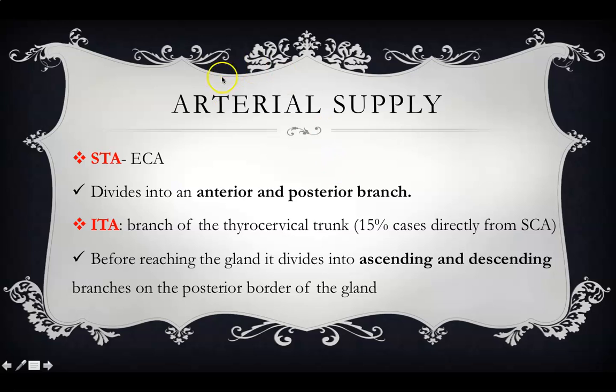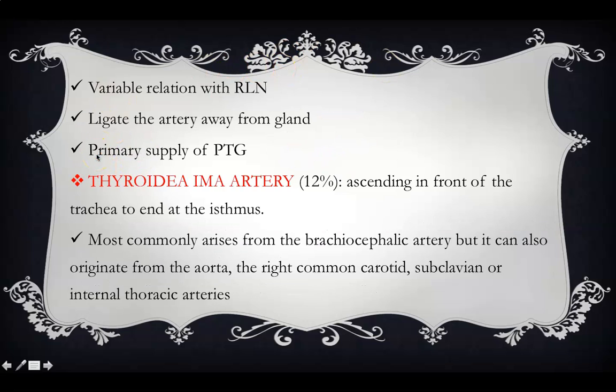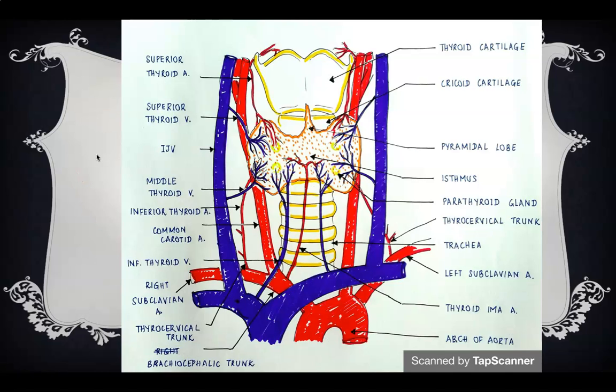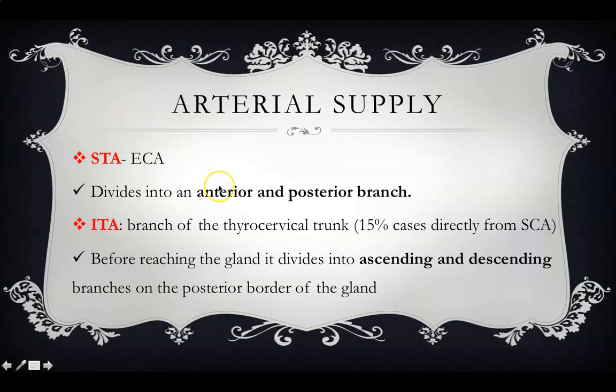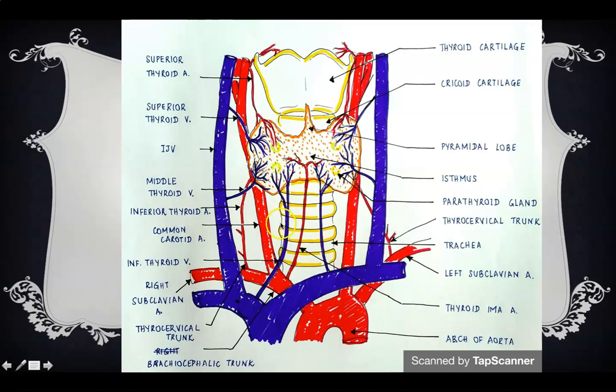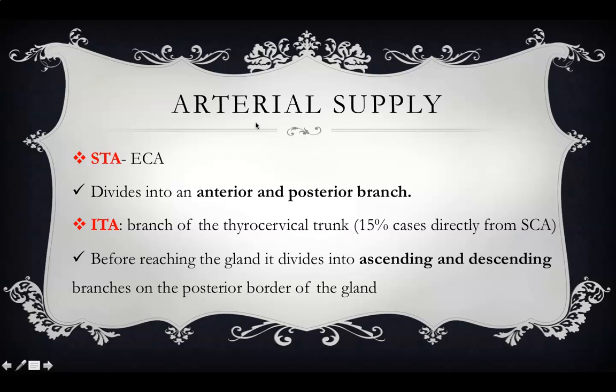Now, moving on to the arterial supply, first we'll talk about the superior thyroid artery, which is a branch of the external carotid artery. Sorry, we are talking about the superior thyroid artery. So this is your superior thyroid artery, which is a branch of the external carotid artery, and it divides into posterior and anterior branches. This is your anterior branch here, and the posterior branches go behind.